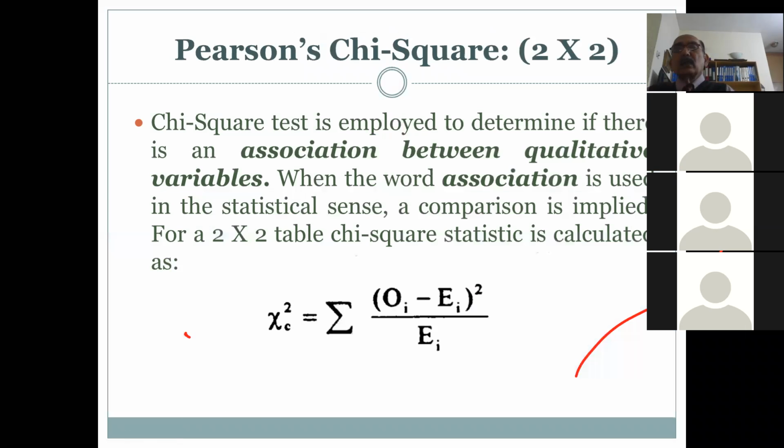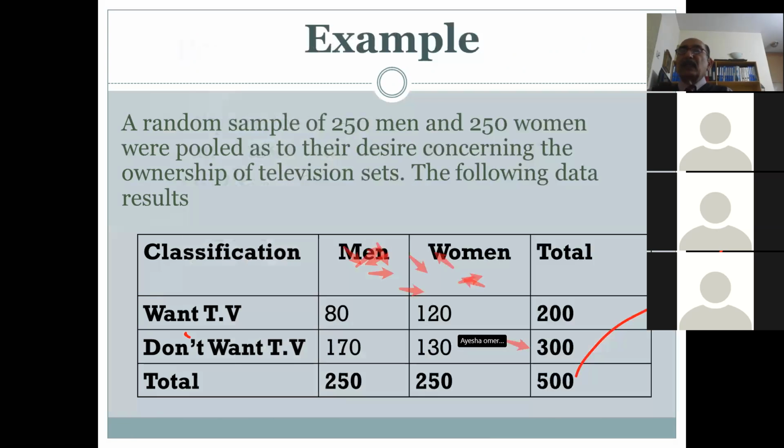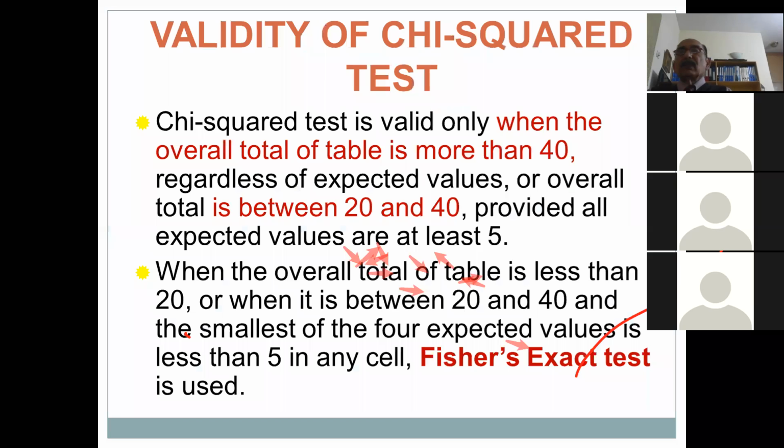The chi-square test has a formula, but you need not memorize it. The computer, SPSS, will calculate it for you. You must only understand that the chi-square test is applied to categorical data to compare proportions. SPSS will give a table like this. The validity of the chi-square test requires that the sample size should be more than 40, or between 20 and 40, and the smallest expected value should be at least 5. Otherwise, if the sample is less than 20, you should apply the Fisher exact test.